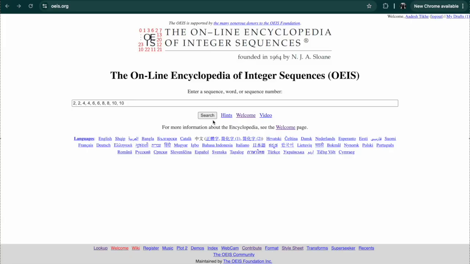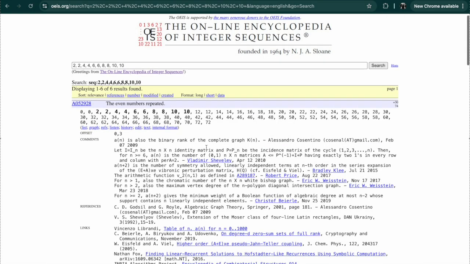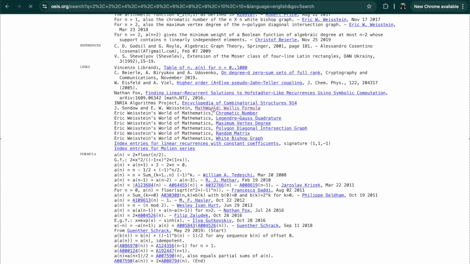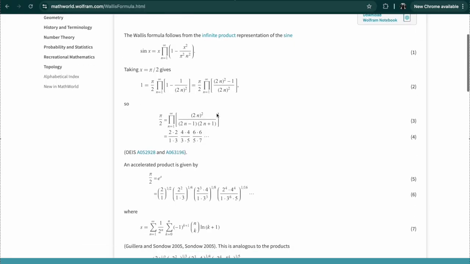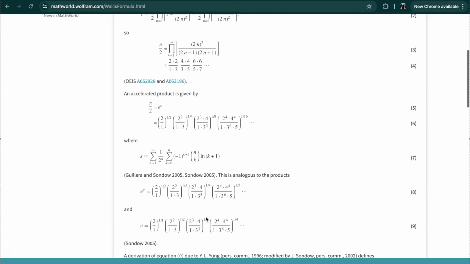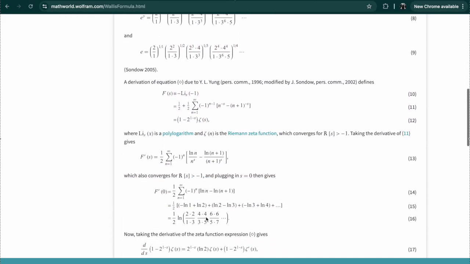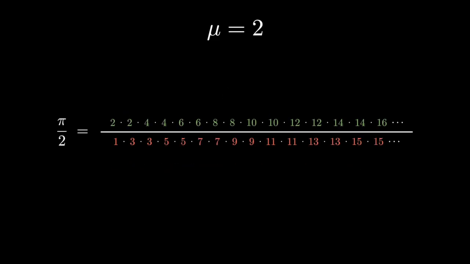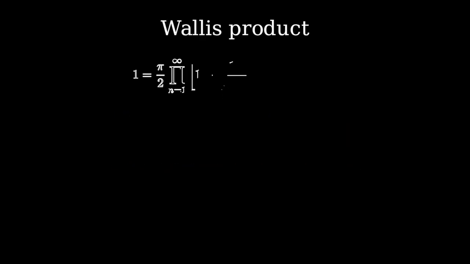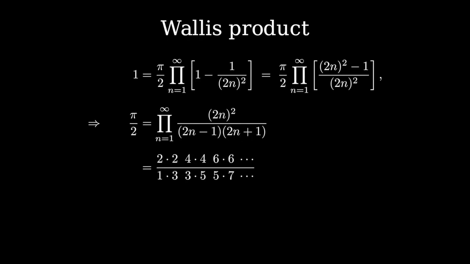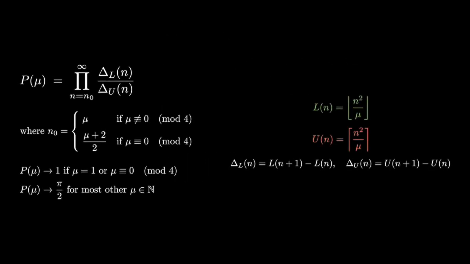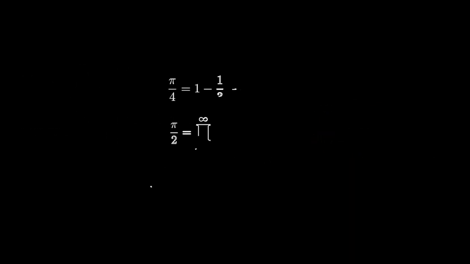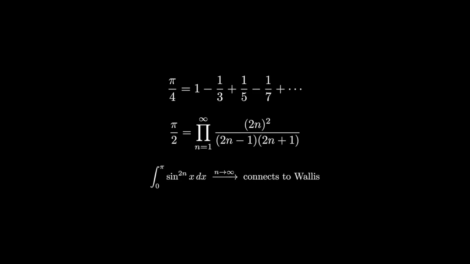When I looked them up in the OEIS, some of these delta patterns already existed in other contexts. But one of them immediately reminded me of something classical, the Wallace product for pi. For mu equals 2, the ratio delta L over delta U gave results identical to the Wallace product, the same infinite product that converges to pi. But unlike the historical Wallace formula, mine came purely from discrete floor and ceiling functions. No calculus, no integrals, just integer structure.